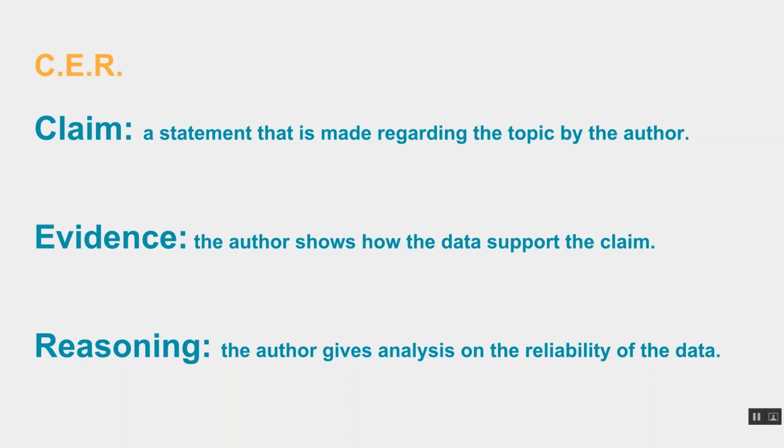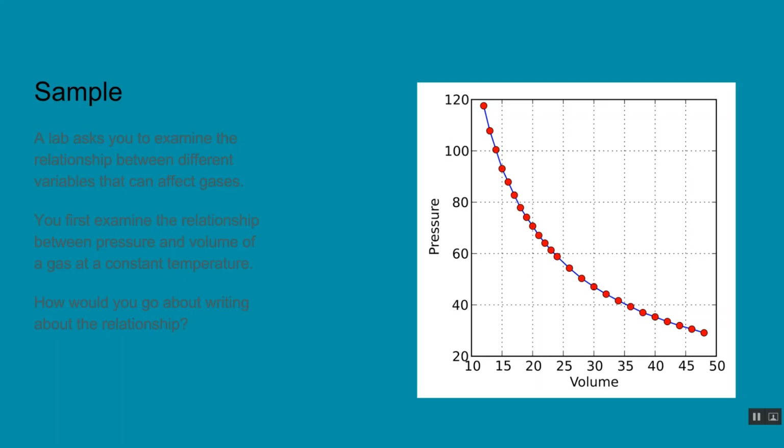I talked to an English teacher once who said, yeah, we use that same type of method. They call it TEA: thesis, evidence, analysis. So if you've ever used that in English writing, this is the same idea. The thesis would be your claim, evidence, again, the same. Analysis, reasoning, same thing. So let's look at a sample here.